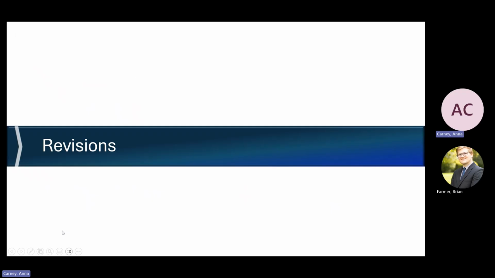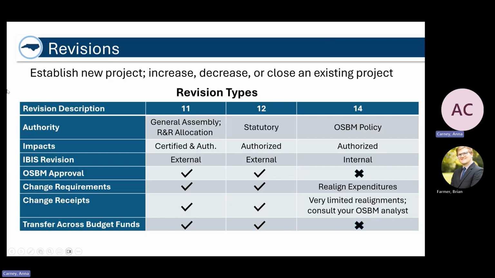All right, so now we're going to talk about revisions. So once a project has been approved, the budget fund is set up through IBIS. What should happen next after that? So generally, revisions are used to establish a new project, and they can also be used to increase, decrease, or close an existing project. You may have seen a version of this table before in other OSBM trainings, but we wanted to go over it a little more specifically to do with capital.